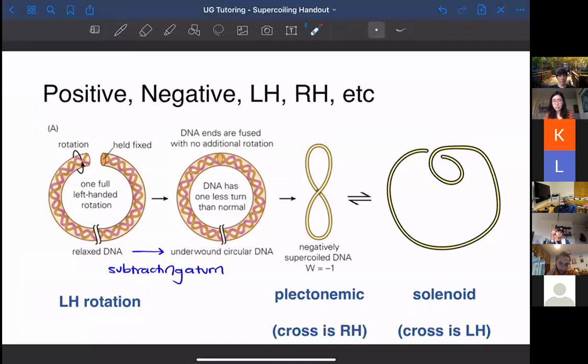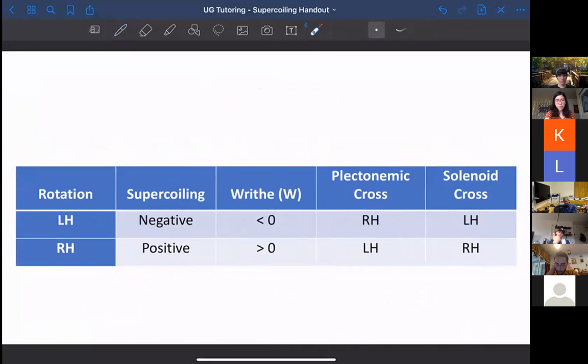And this next slide is kind of like a summary page of how each of these concepts fits together. So taking artificial supercoiling as an example, if you have a left-handed rotation, the result is going to be a negative writhe because writhe has to decrease, leading to negative supercoiling. And when that supercoiled DNA is converted to either a plectonemic form or a solenoid form, it'll take on these handedness. So the plectonemic will be right-handed and the solenoid will be left-handed.